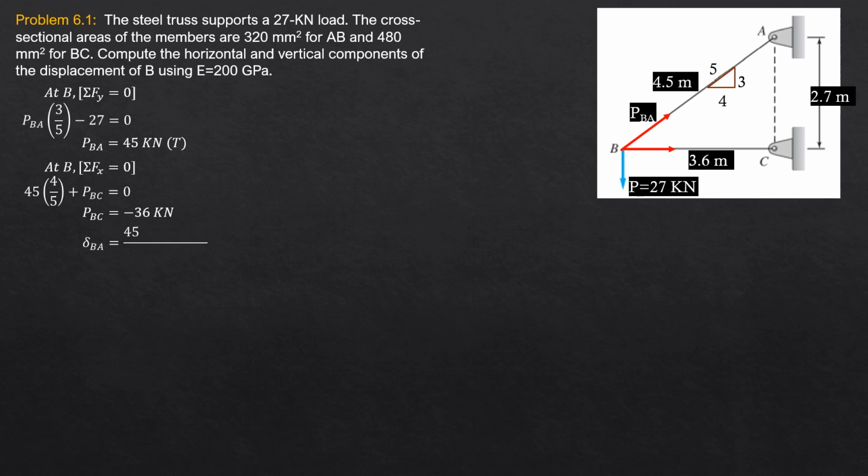So deflection BA is 45,000 newtons, length is 4.5 meters or 4,500 mm, divided by area of AB, which is 320 mm square, and modulus of elasticity 200,000 megapascals or newton per mm squared, so that the deflection for member BA would be in mm. So deflection BA is 3.164 mm.